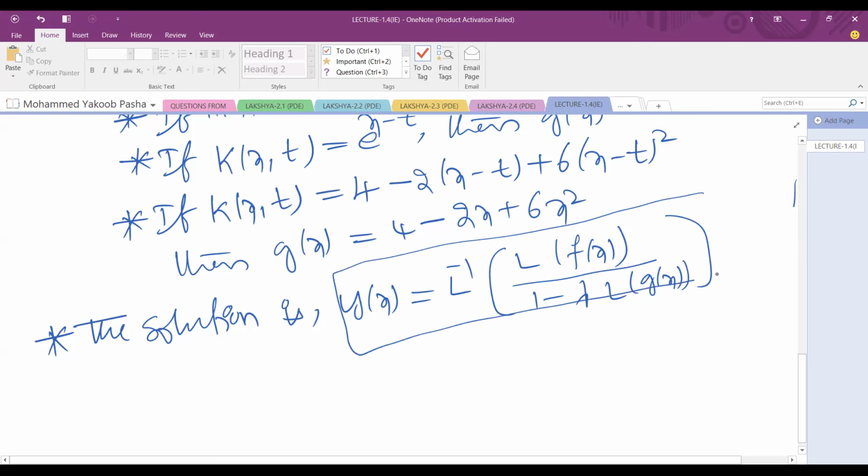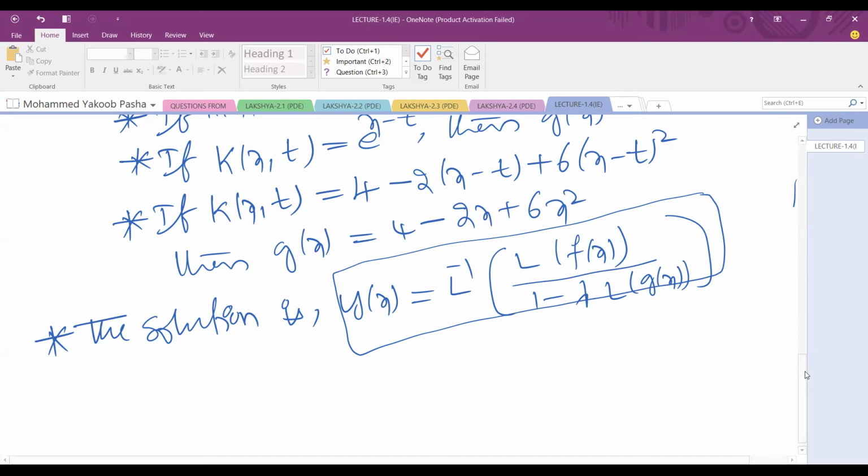For the resultant kernel, we take Laplace of g of x by 1 minus lambda into Laplace of g of x. For the solution, we take inverse Laplace of Laplace of f of x by 1 minus lambda into Laplace of g of x. This is the procedure. This is a shortcut trick to find the solution of the Volterra integral equation, only for the Volterra integral equation.